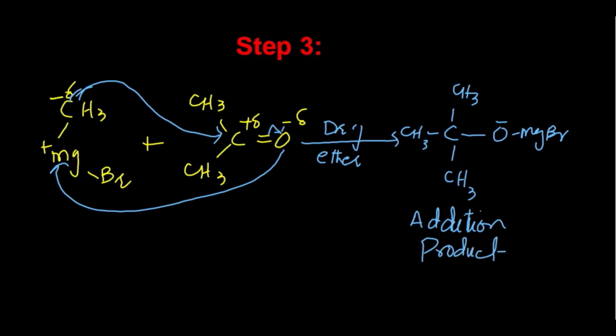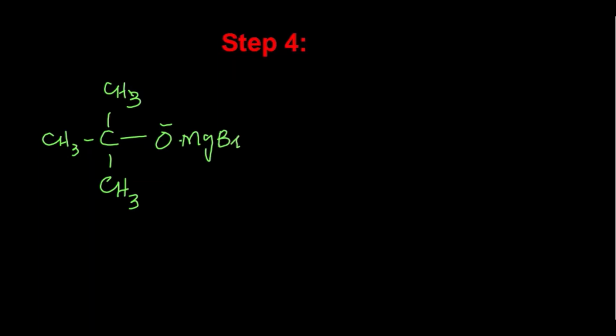Now students, we will see the next step of the reaction. What will happen with the addition product? What product is formed in the next step, students? Again, we will write the addition product here, that is CH3, CH3, OMgBr. Now students, we do the acidic hydrolysis of this addition product.